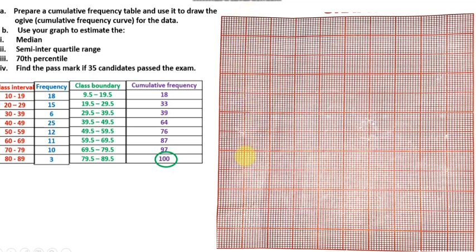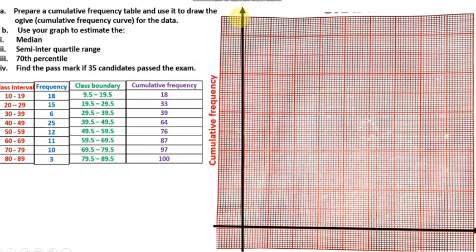So we draw the vertical axis. Again, we look at the horizontal axis. The horizontal axis is going to contain the class boundaries. So we draw the horizontal axis through this part here. Then we label this axis cumulative frequency. We're starting from 0. So this is the cumulative frequency axis, and the other axis is going to be the class boundary axis.